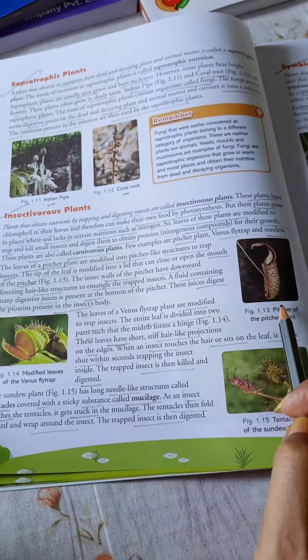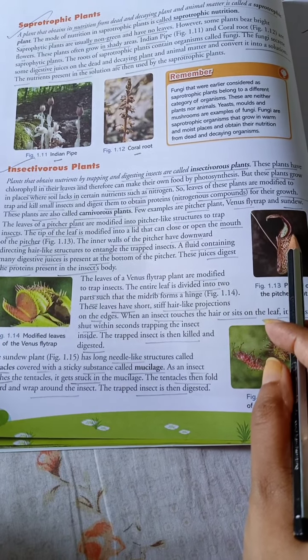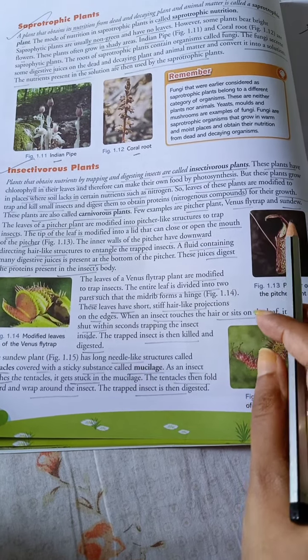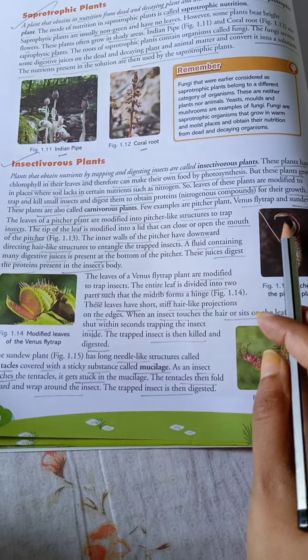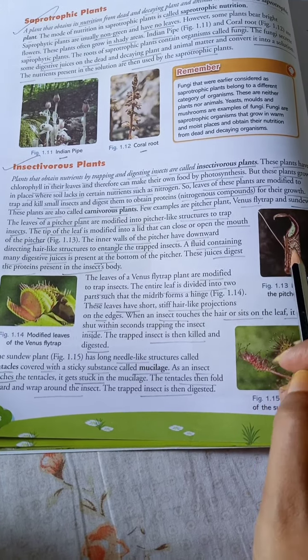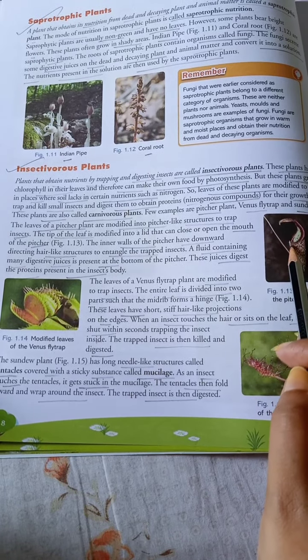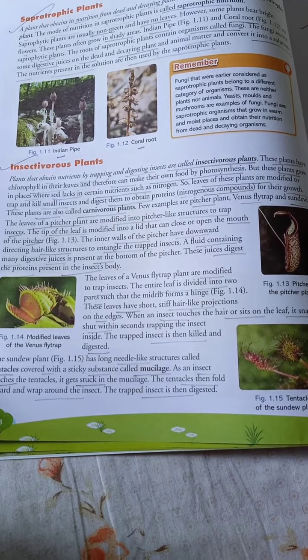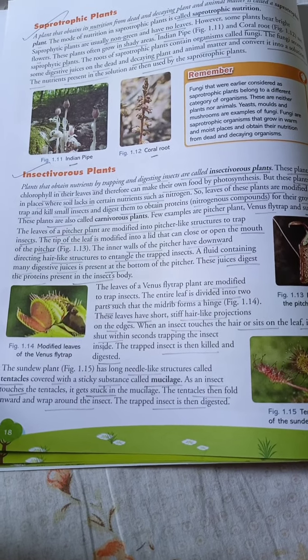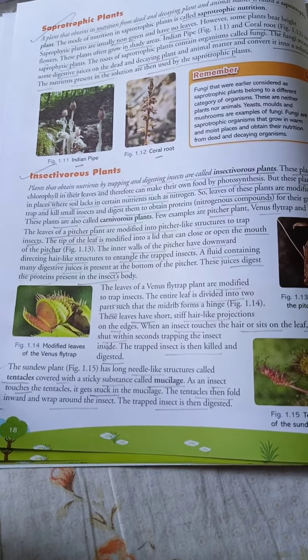The tip of the leaf is modified into a lid that can be closed and opened when they capture an insect. The inner walls of the pitcher plant have downward-directed hair-like structures. A fluid containing many digestive juices is present at the bottom of the pitcher, and this juice digests the protein present in the insect's body.